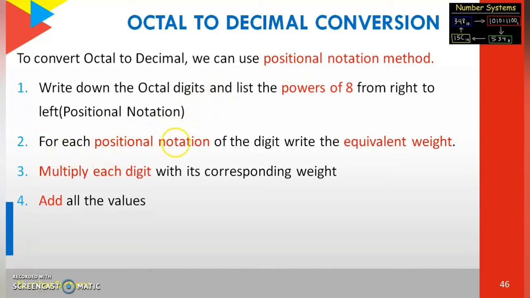For each positional notation of the digit, write the equivalent weight. After writing the powers, find the equivalent weight and then multiply each digit with its corresponding weight. Add all the values; the previous steps are repeated here. Now you can see the example for this.